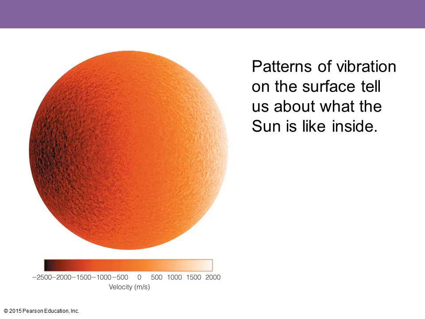These patterns of vibration on the surface tell us about what the sun is like inside. And what you see here is the result of measuring the sun with the Doppler effect. As you recall, something moving away from you is redshifted, something moving toward you is blueshifted. Well, the area on the left is redshifting, and on the right is blueshifting. And the stippling pattern that you see in the sun are minor vibrations in the sun.